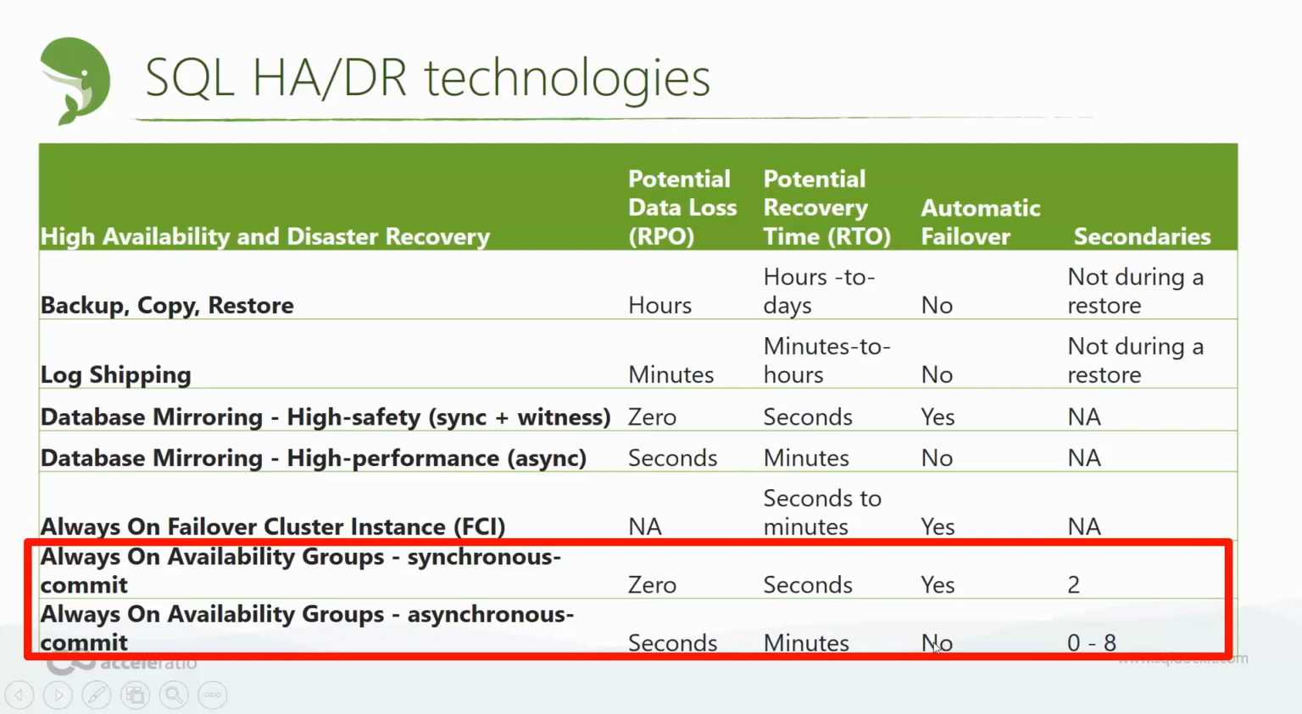And in the case of asynchronous, we don't have automatic failover. You need a manual intervention. Or it could be a manual intervention to start a PowerShell script, but you still need some manual intervention. But here we can have more secondaries, so we can have up to 8 secondaries. Most of the time you don't need 8, but in most cases it's 3 or 4.